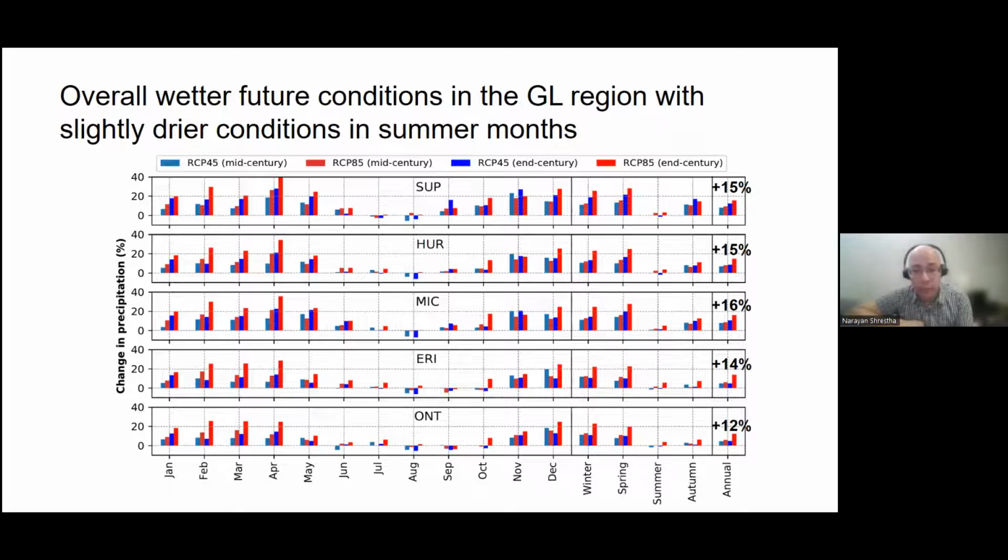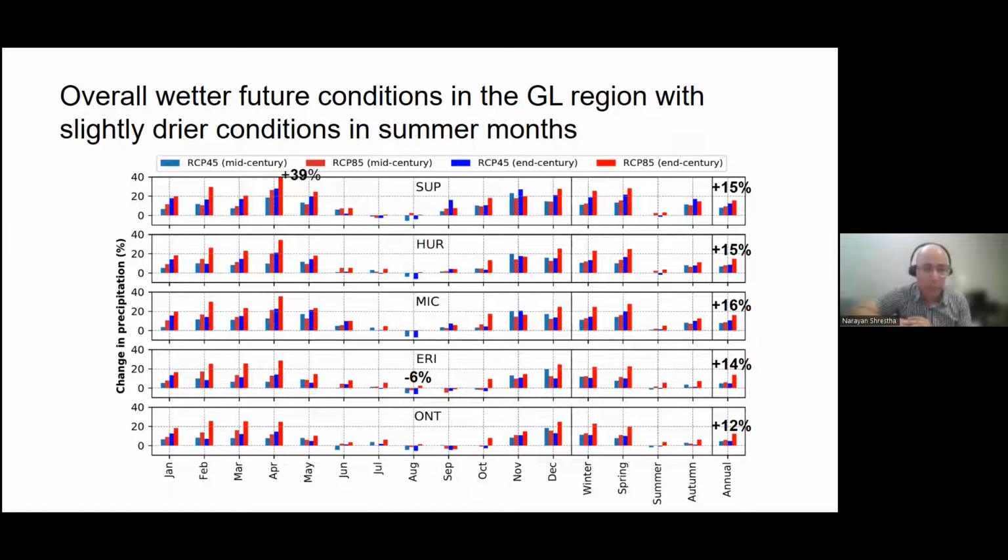So with precipitation, increases almost 15%. And even higher increases are observed for some months. For instance, for the Superior subdomain, we observed a 39% increase in April precipitation, whereas in summer months we observe some drier conditions, specifically for RCP 4.5.